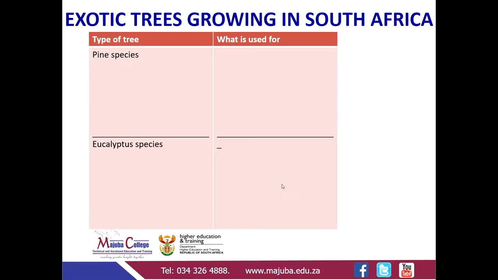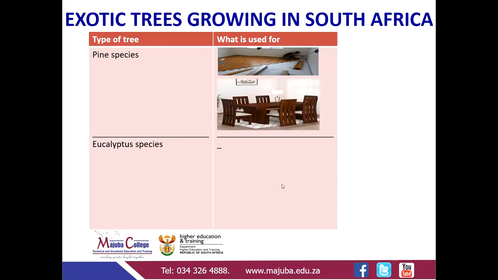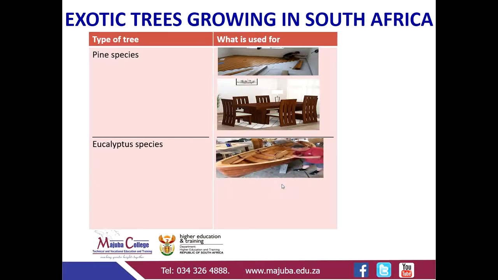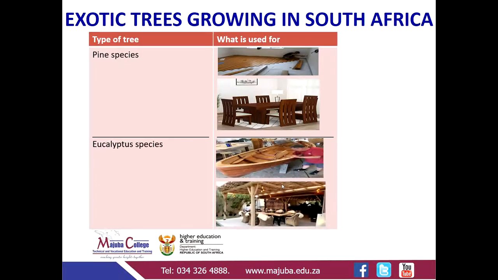Okay, in this session, I will give you the examples where we use pine and where we use eucalyptus. We use pine when we're doing flooring. Furniture is also manufactured with pine. Eucalyptus species are used for boats and poles. Beautiful structure there, made of poles. So, as you can see, eucalyptus species is much stronger than pine species.